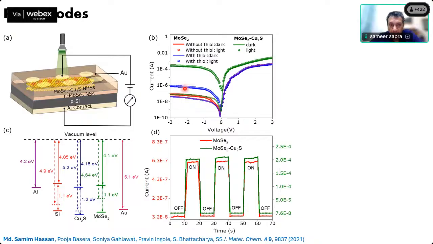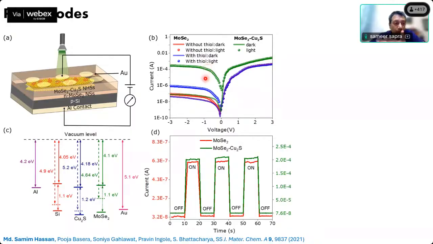But if you take molybdenum selenide cuprous sulfide, then you have a built-in electric field. Also, you have passivation. So your dark current increases, which is not too great, but your bright current shoots up. There's a 3,700-fold increase. So this becomes a very good photodetector.